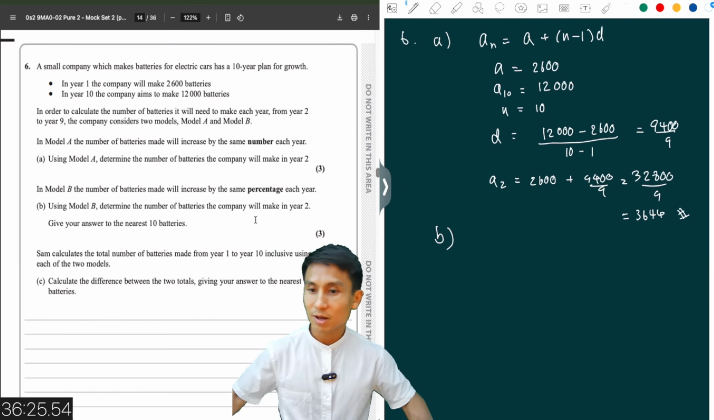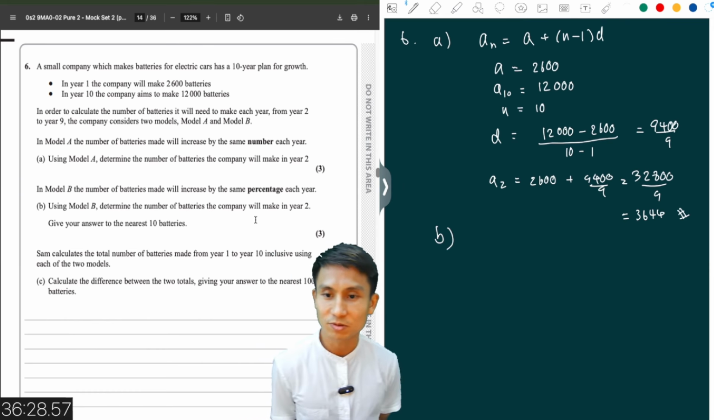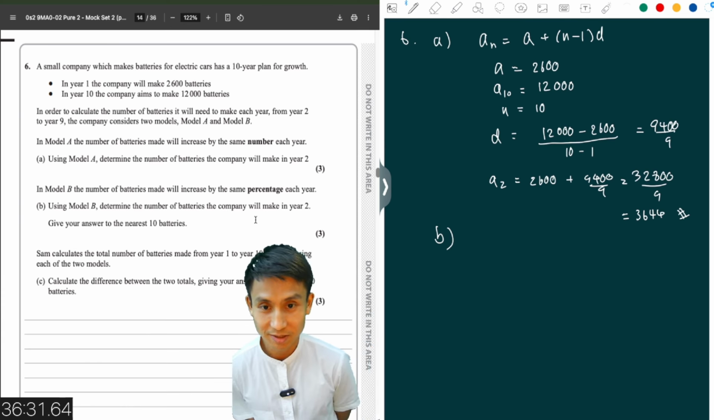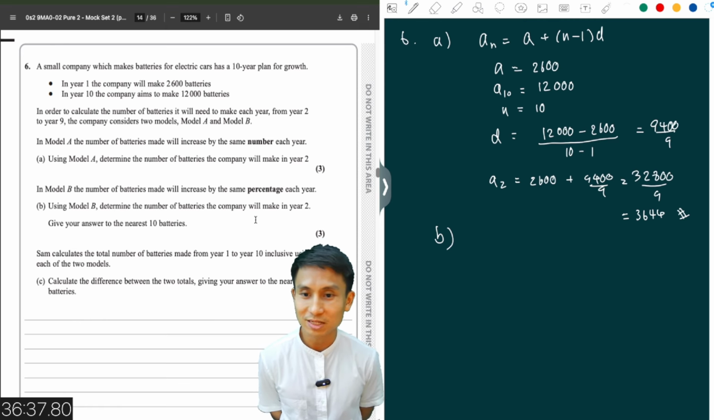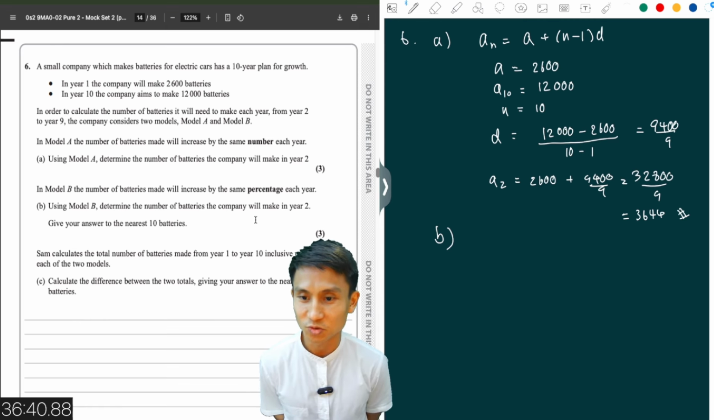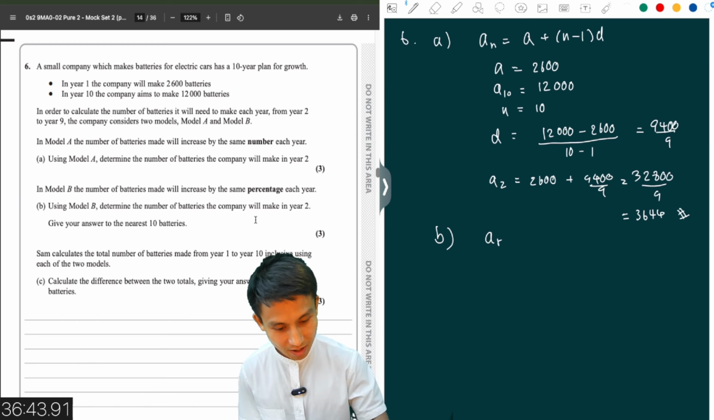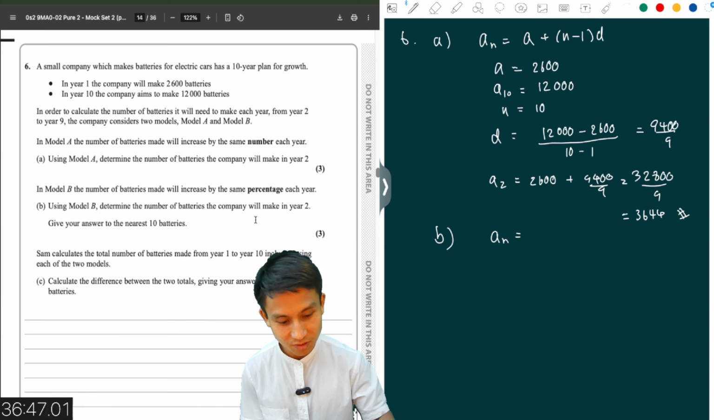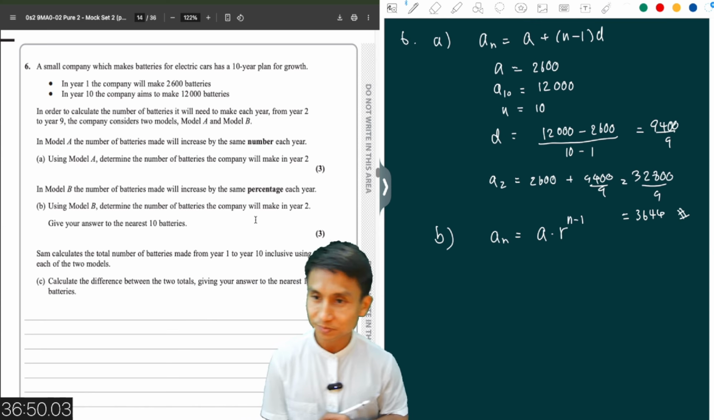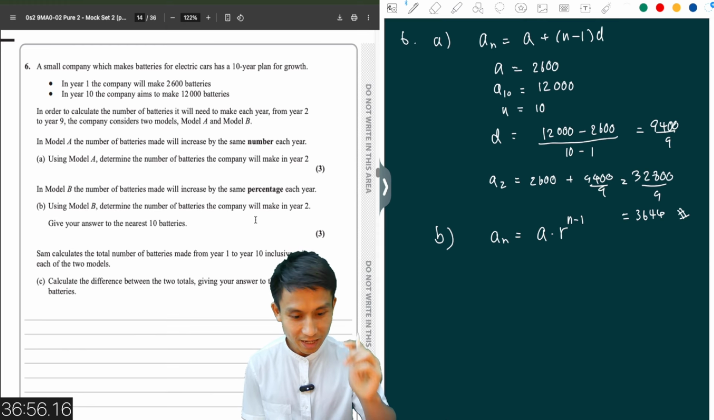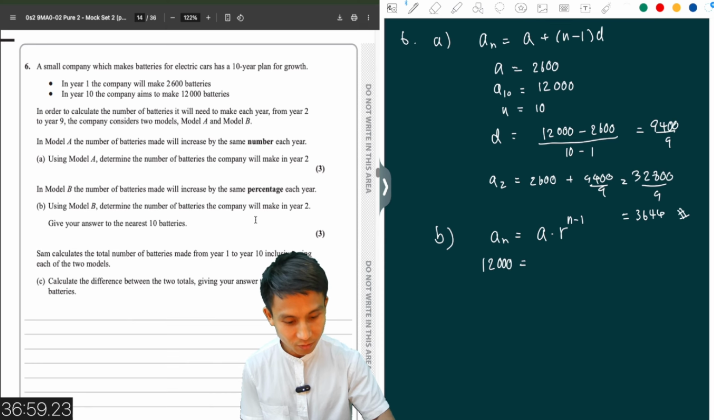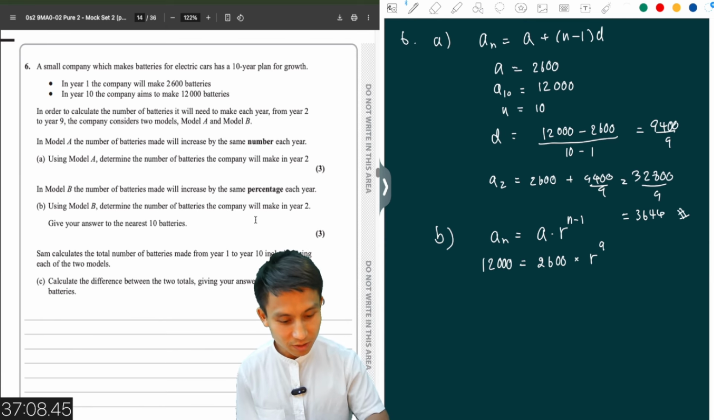That's part A. Part B, in model B, the number of batteries made will increase by the same percentage each year. So that is indicating a common ratio for the geometric sequence. Using model B, determine the number of batteries the company will make in year 2. Again, we have a_n equals a_1 times r to the power of n minus 1. If we sub everything in, a_10 is 12,000 equals a_1 is 2600 times r to the n minus 1, which will be 9, because that's 10 minus 1. And we're going to solve for r.